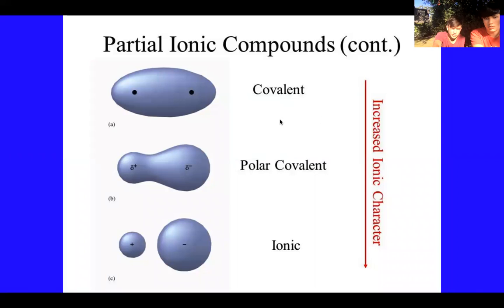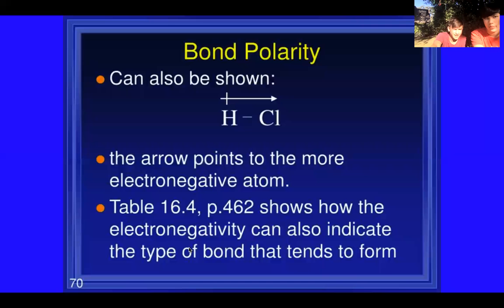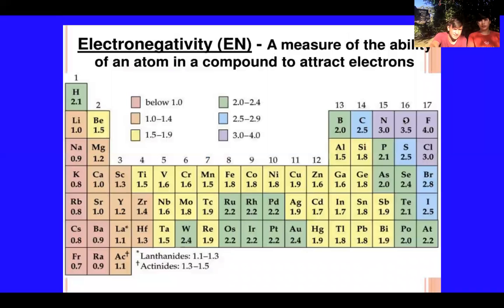So this is just another picture of that. See covalent bonds like that, polar covalent bonds, a little bit off, and ionic bonds are the extreme. Bond polarity can also be shown with this arrow, which points to the more electronegative atom, which is, like we said earlier, the one that's negative. This is the electronegativity chart. It goes from here up to here.